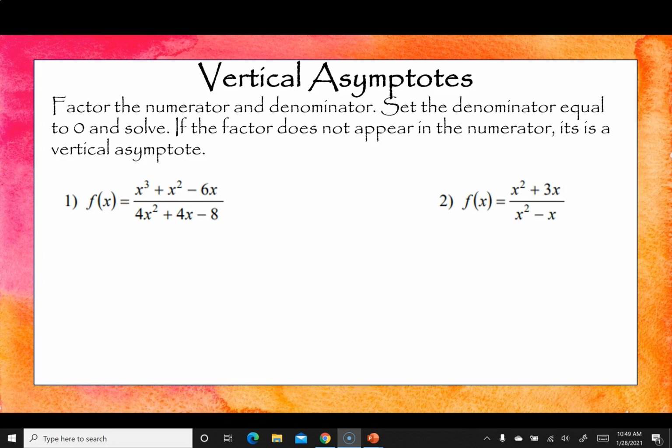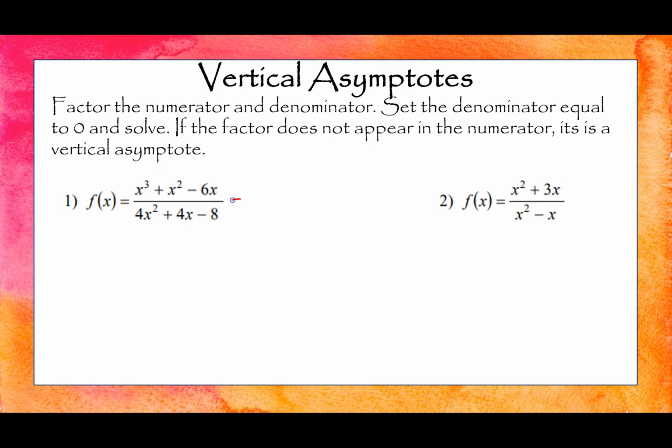So first of all, let's go ahead and factor the numerator here. Well, I know I can pull out an x, so this gives me an x squared plus 1x minus 6. And then in my denominator, I can go ahead and write this as a 4 on the outside, and then an x squared plus 1x minus 2. Now I can continue to factor that.